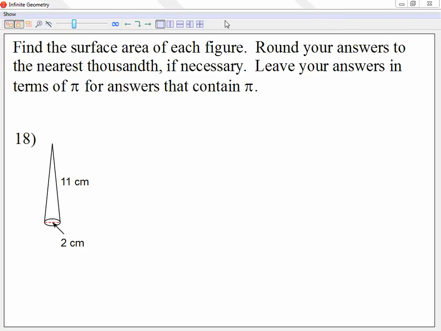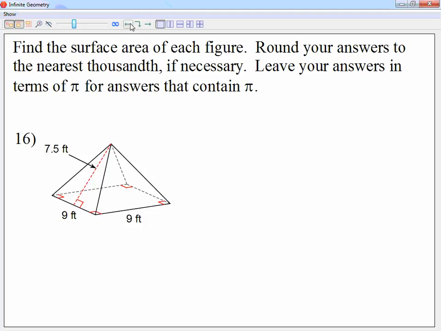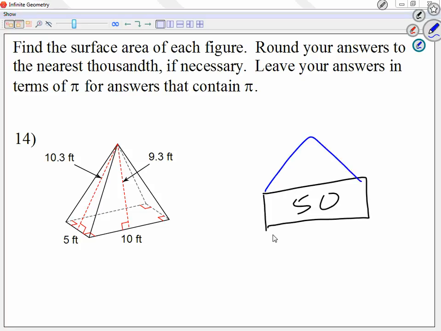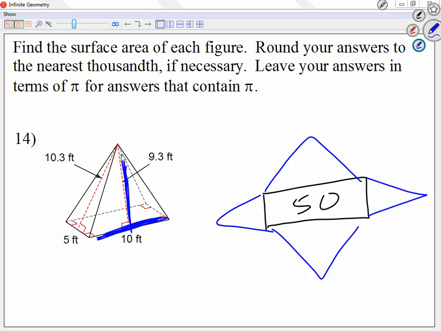14. So I know I have to do a big rectangle in the center, and I know the area of that is 50, right? 10 by 5. Let me do my triangles at the side. For 2 of them, I'm going to multiply 10 and 9.3. See how they cross the 90 degrees? So I'm going to go 1/2 times 10 times 9.3. So you should get 46.5.